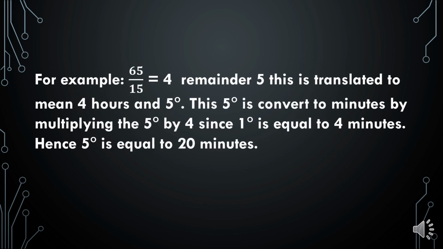For example, 65 degrees divided by 15 degrees is equal to 4 and remainder 5. This is translated to mean 4 hours and 5 degrees. This 5 degrees is converted to minutes by multiplying the 5 degrees by 4, since 1 degree is equal to 4 minutes. Hence, 5 degrees is equal to 20 minutes.